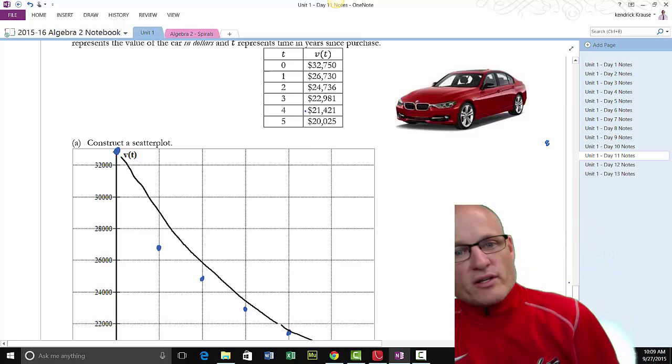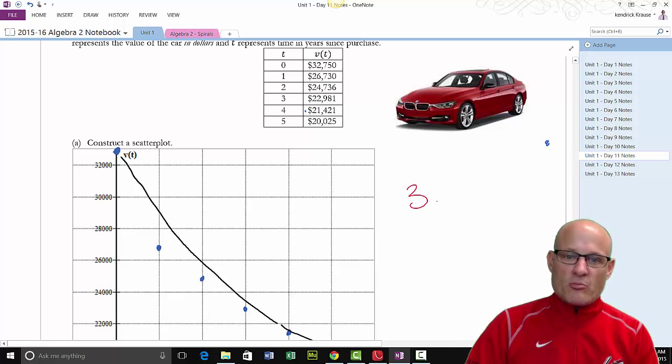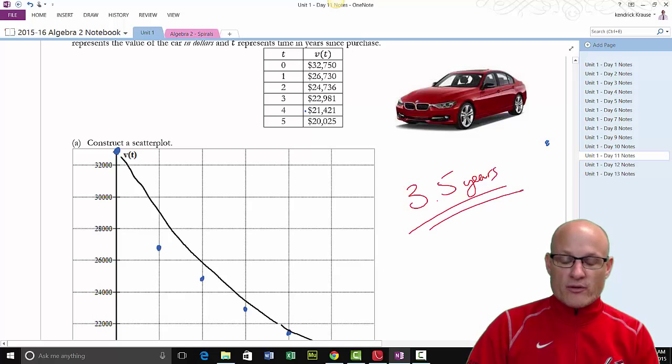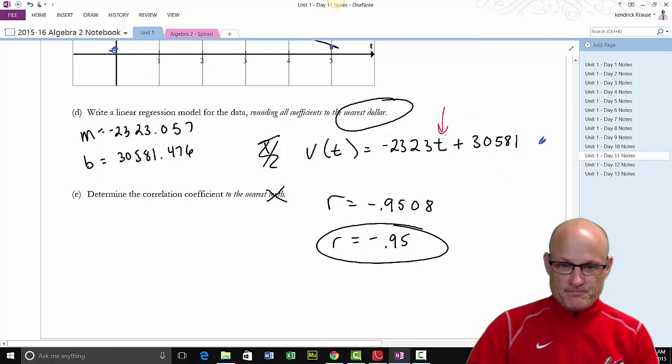Although we've picked all these things, I want to sell my car after 3.5 years. I'm going to own my car for 3.5 years, and I want to know what it's worth. So all I got to do is plug 3.5 in for time.